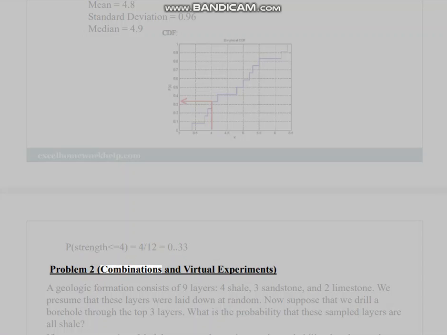Problem 2, combinations and virtual experiments. A geologic formation consists of 9 layers: 4 shale, 3 sandstone, and 2 limestone. We presume that these layers were laid down at random. Now suppose that we drill a borehole through the top 3 layers. What is the probability that these sampled layers are all shale?